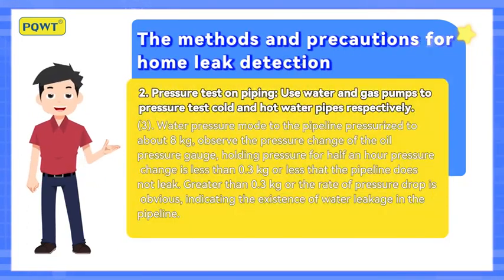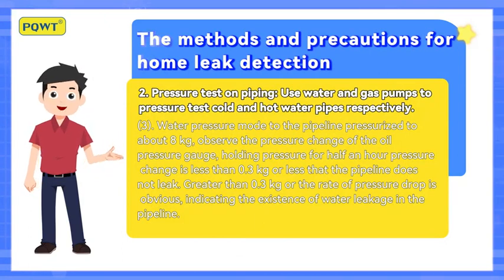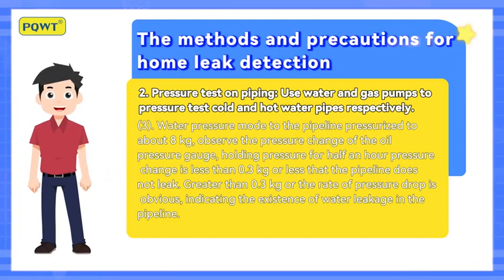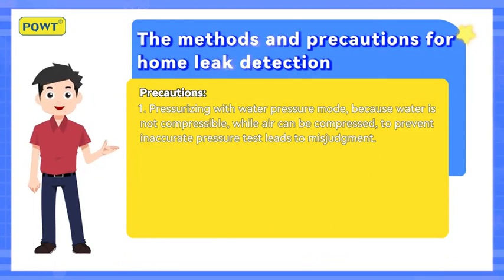If the pressure change is 0.3 kilograms or less, the pipeline does not leak. If it is greater than 0.3 kilograms, or the rate of pressure drop is obvious, it indicates the existence of water leakage in the pipeline. Precautions. 1. Pressurize with water pressure mode, because water is not compressible, while air can be compressed. This prevents an inaccurate pressure test from leading to misjudgment.